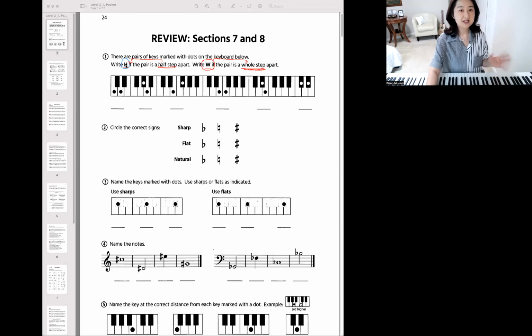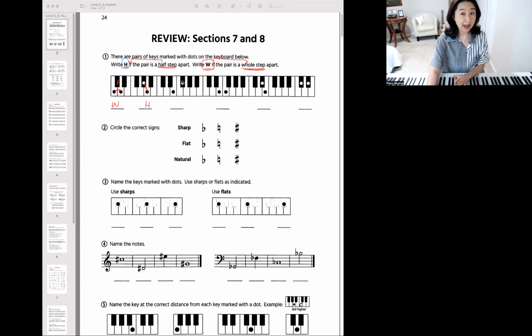Between whole step and half step, if there are two white keys and between the two white keys there is a black key, that's known as a whole step. 자, white key와 white key인데 중간에 black key가 하나 있으면 그게 바로 whole step입니다. 그러니까 이거는 W죠. And between a white key and a black key is a half step. So H.